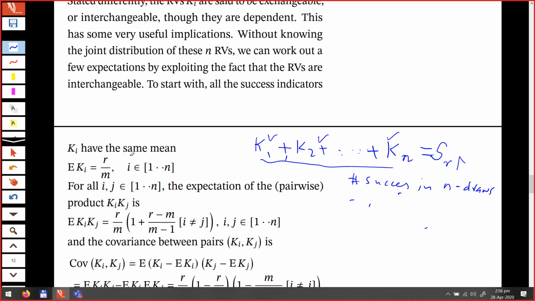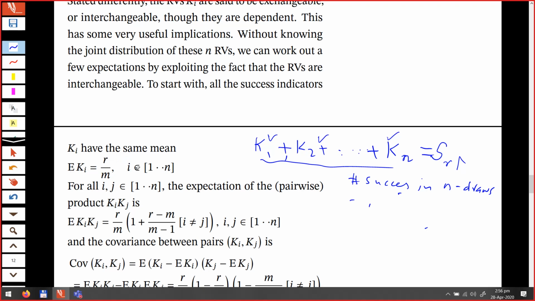Because they are all Bernoulli random variables, and we know that the unconditional probabilities are the same, and the expectation of any Bernoulli random variable is equal to the probability of success. So that R over M doesn't change.